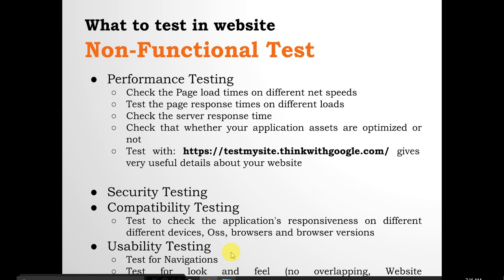And then the usability testing. As part of usability testing, you'll check whether the navigation is clear or not. You can interact with your web application very easily, and you will have to check for the look and feel. You will have to make sure that there is no overlapping and the text combinations are fine, so that you can read the things properly and you can perform your action properly on your web application.